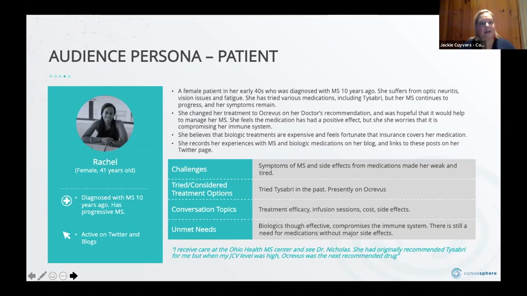So in this one, this is an example of, we've called her Rachel in this case, who was diagnosed with MS 10 years ago. She has been having treatments. Some of the treatments have been effective and have had a positive effect, but she's concerned about how biologics may be compromising her immune system. So she's communicating on Twitter and blogs, and she has concerns about cost and side effects.